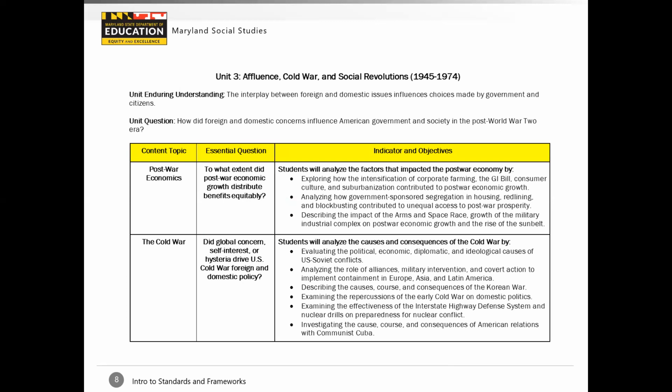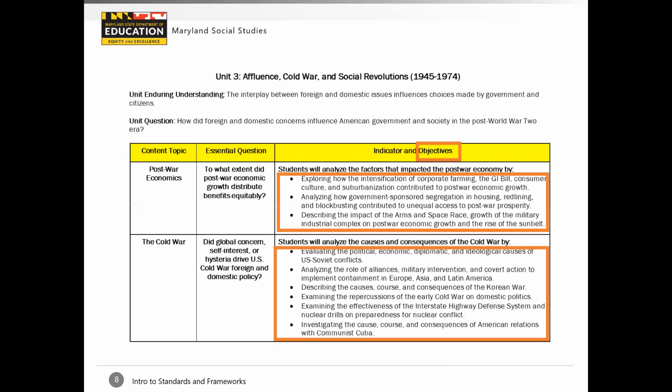Then we have the indicator. These are statements to assist teachers in determining how to link specific content to be studied to the essential question. And ultimately, objectives, to provide teachers with detailed information regarding what specific learning should occur.